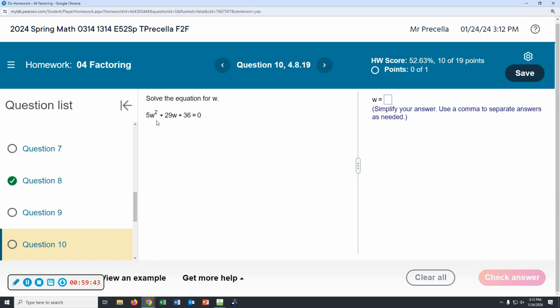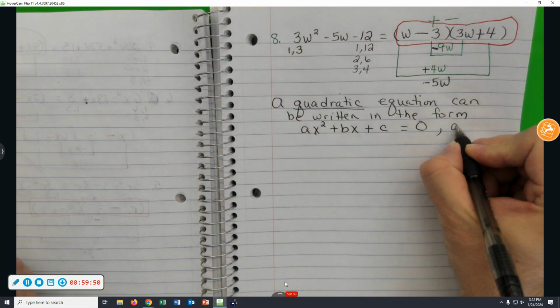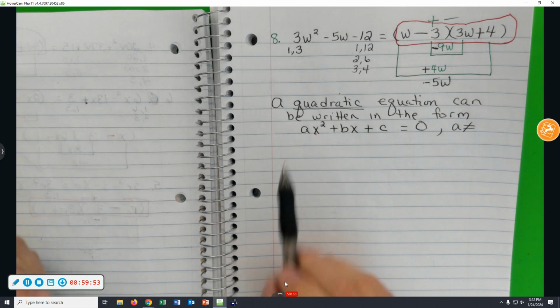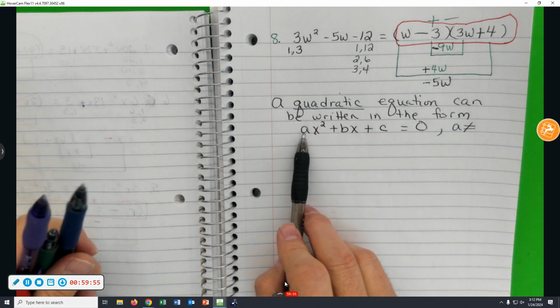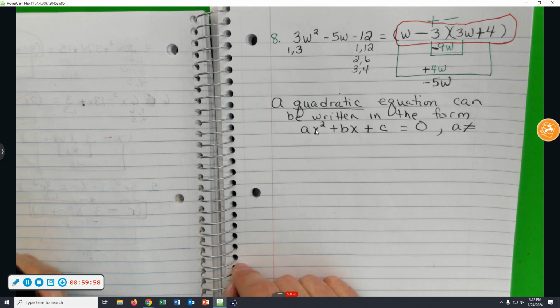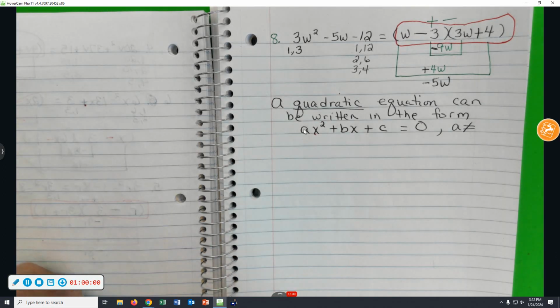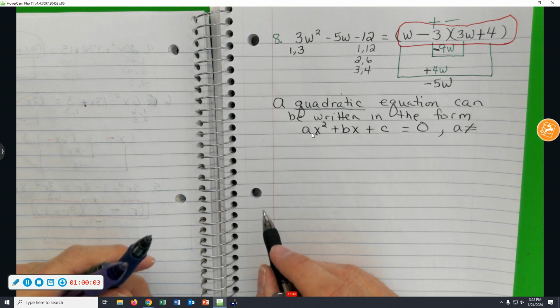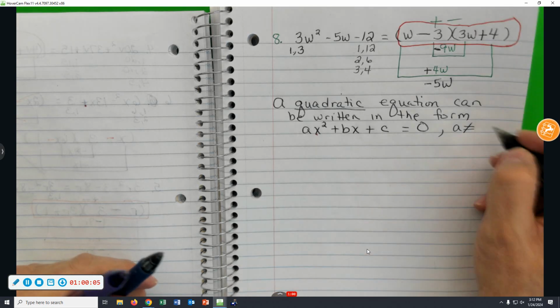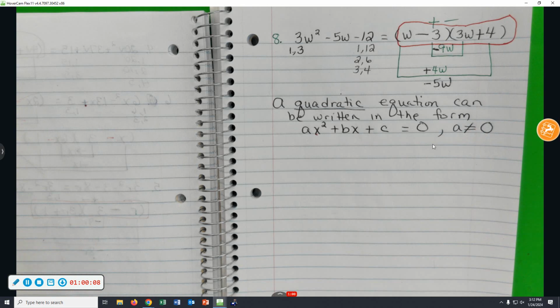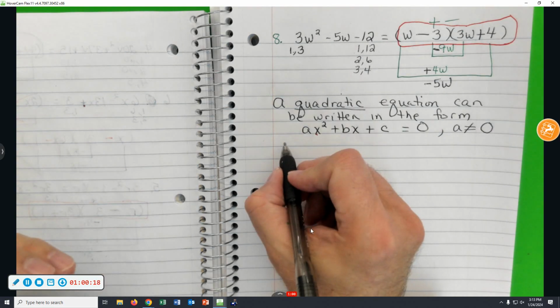Now, A, B, and C are numbers. You know what? I'm going to make this a formal definition. In order for this to be a formal definition, there's one number A can't be. We said there must be that variable squared. If A were 0, 0 times x squared, would we have an x squared term? No. So technically that A value can't be 0. The number in front of the x squared or w squared can't be 0, because if it were, then we wouldn't have the x squared.